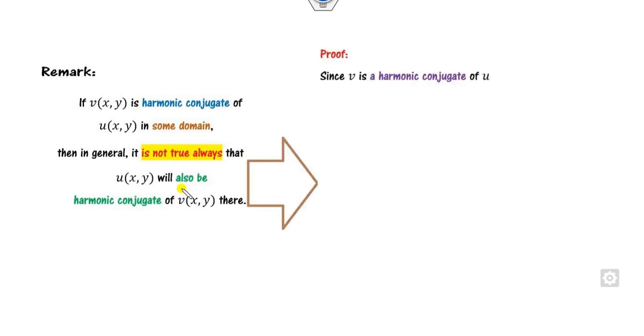Proof is very simple. What is given to you? V is a harmonic conjugate. What is the meaning of the harmonic conjugate? That means V satisfies the CR equation. Those are the properties of this.